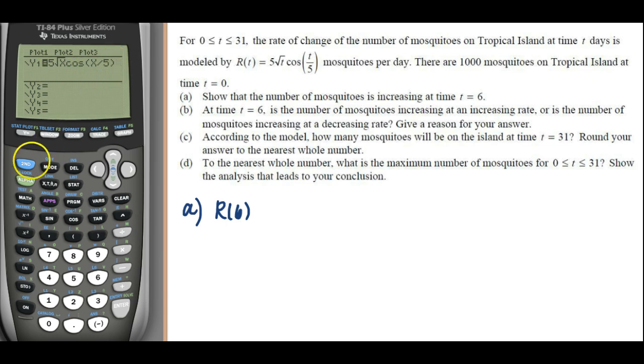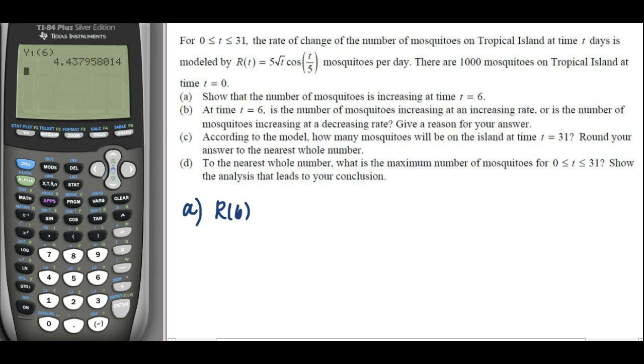So now that this function is stored, I need to find r of 6. Well, we just called that function y1. So on the home screen, I'm going to go to vars, yvars, enter, enter to get y1. So what I want is y1 of 6, because we stored r as y1. Now we can just hit enter, and we get out 4.4379, etc. So this is a positive quantity.